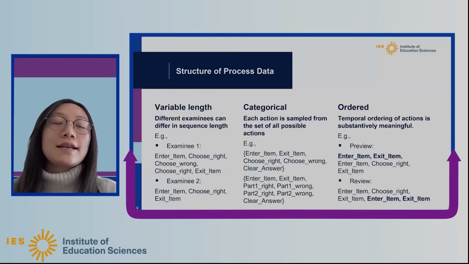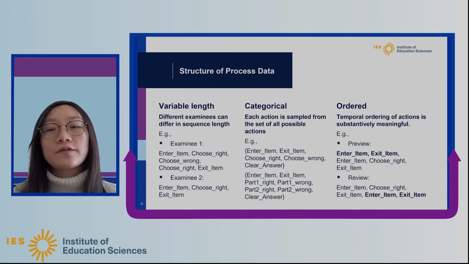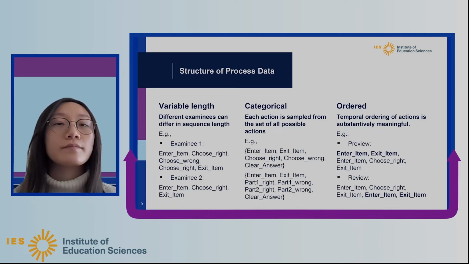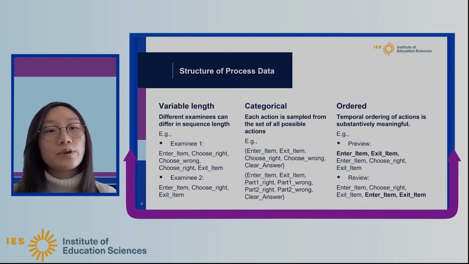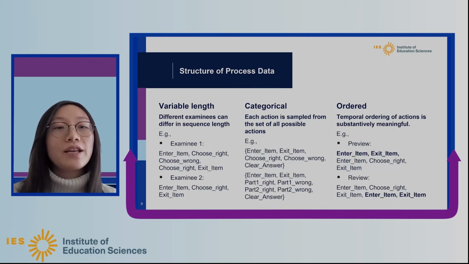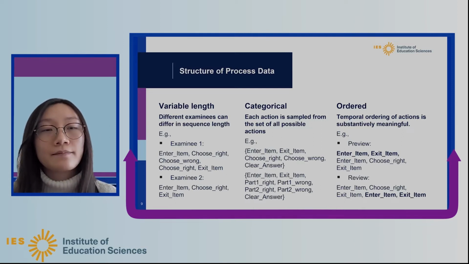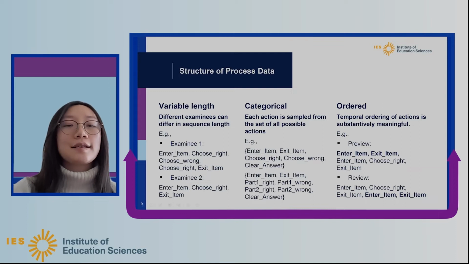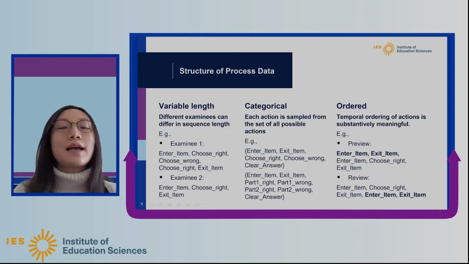Before introducing the methods, let's attend to the structure of the process data. We can see that the revision process structure differs from the ordinary data that we use in a lot of statistical analysis. Each individual's process data is a variable-length categorical ordered sequence of events. It's variable length, meaning that different examinees on the exact same item can differ in their sequence length. For example, examinee one here has 6 total actions because they did some alternation between different choices. Examinee two, however, only has 3 actions: enter item, choose right, and exit item.